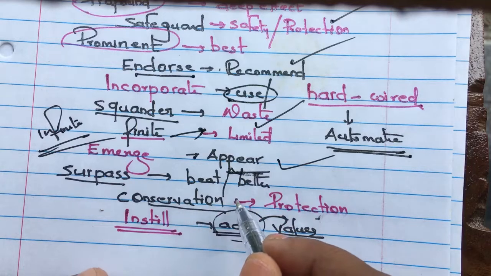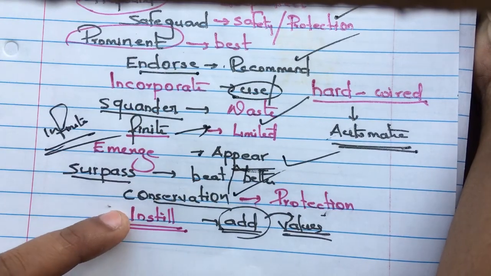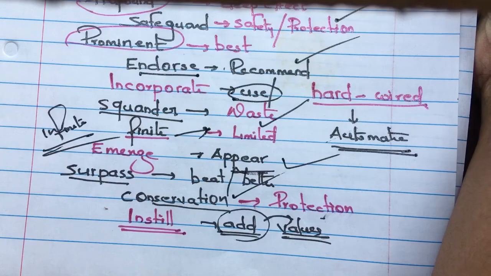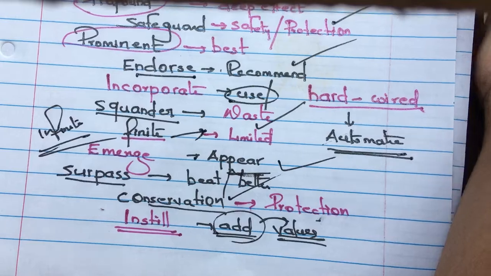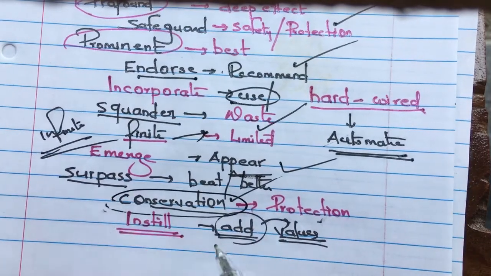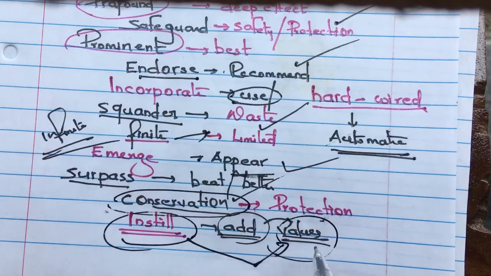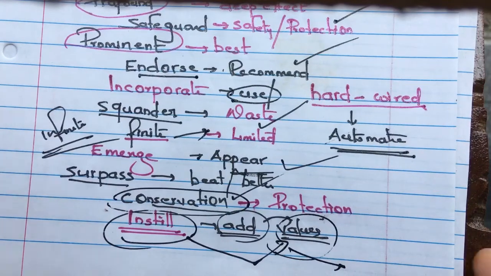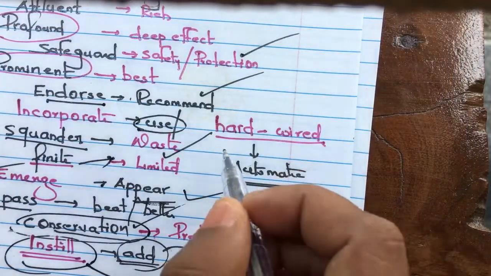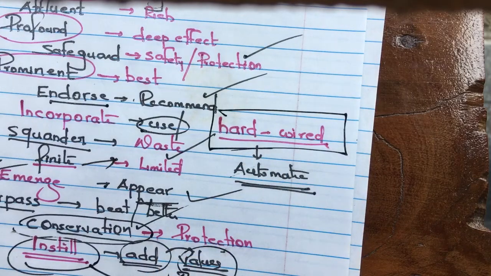Conservation means protecting something. We especially use this word for animals, wildlife, something like that. You could use it for minerals or any other resources also. Instill is mainly used with values: instill the values to improve the moral standard, or something like that. And hardwired means something automatic.